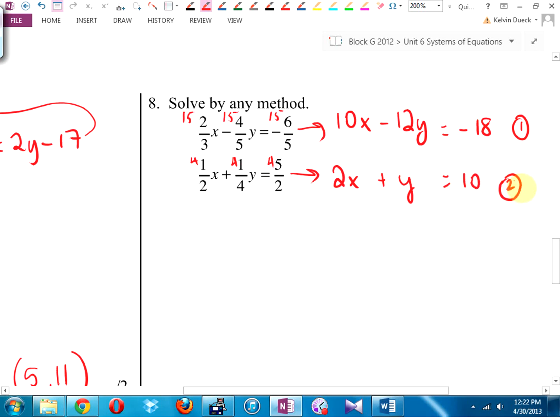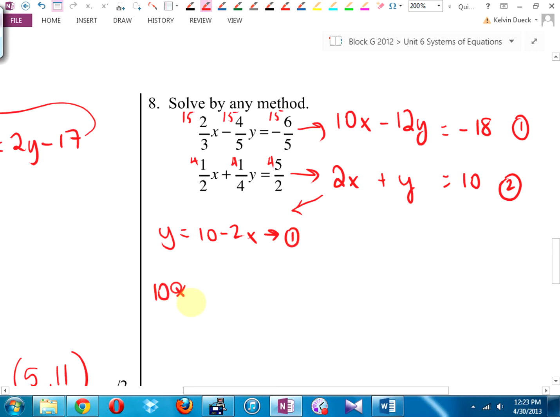What do you want to do? Substitution or elimination? Substitution? Yeah, you know what? We can get a y by itself. Sure, let's go substitution. Either's fine. I'd give you full marks for whatever method because I said solve by any method. So you're saying I can rewrite this as y equals 10 minus 2x? Yeah. And I can then stick that into equation 1.